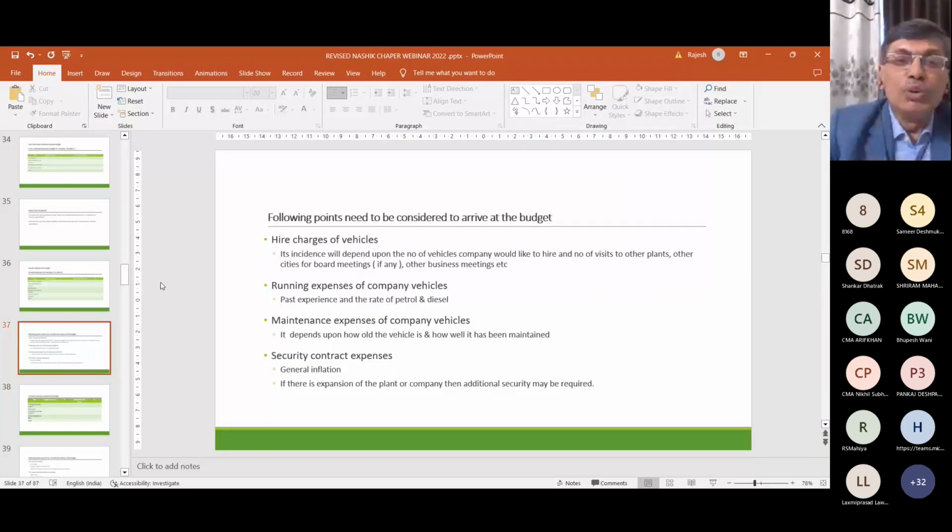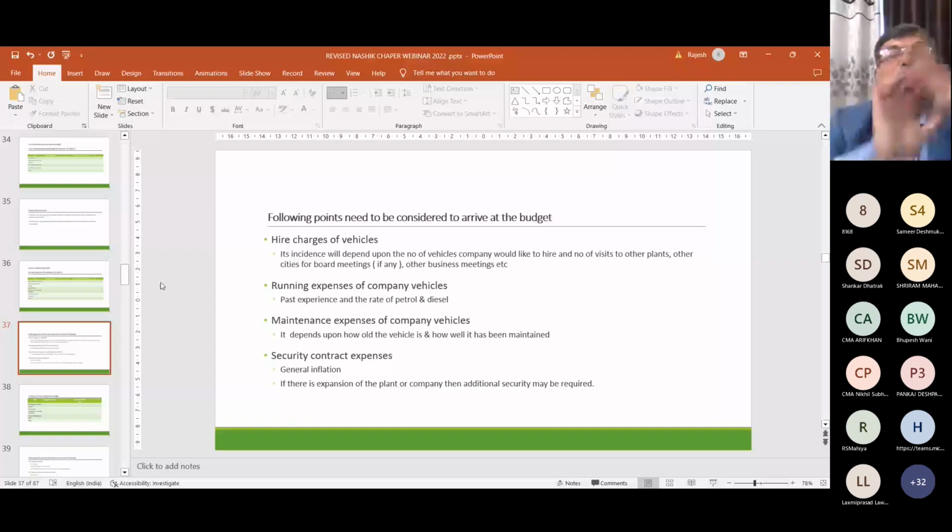Now, what factors need to be considered to arrive at the budget? Hire charges of the vehicle. Now, its incidence depends upon the number of vehicles the company would like to hire and number of visits to other plants, other cities, maybe for board meeting, other business meeting, etc. Running expenses for the company vehicles, maintenance expenses, and security contracts.